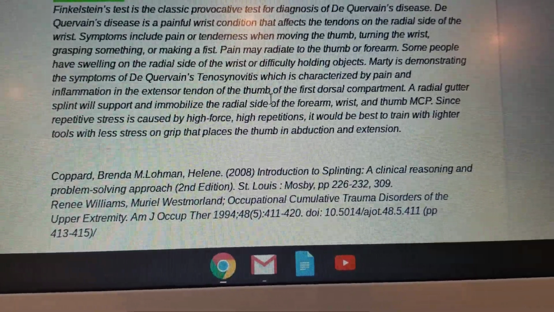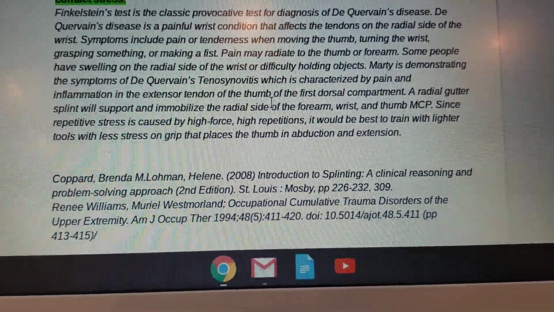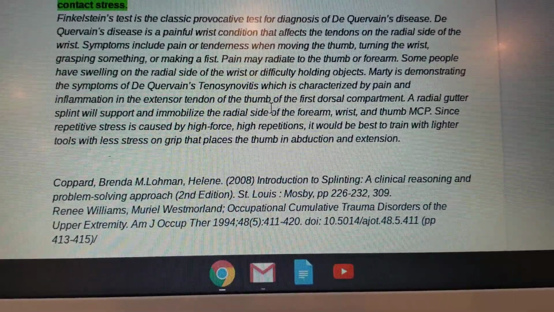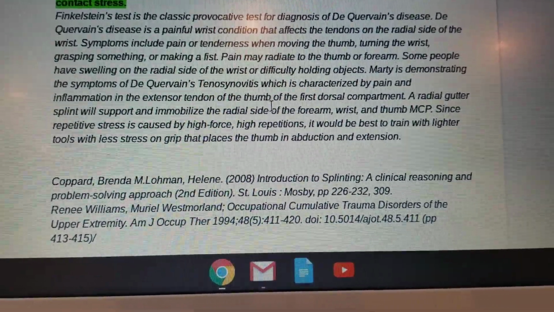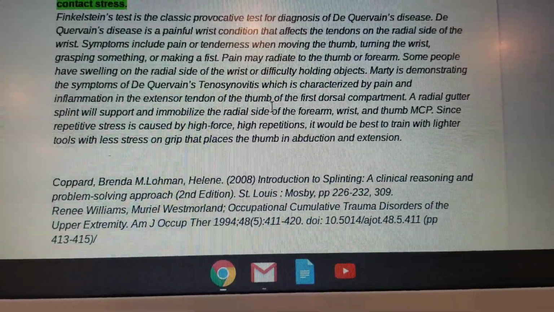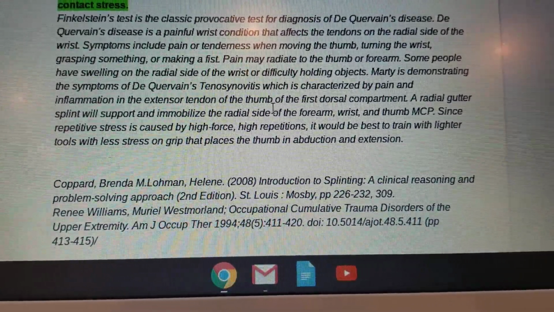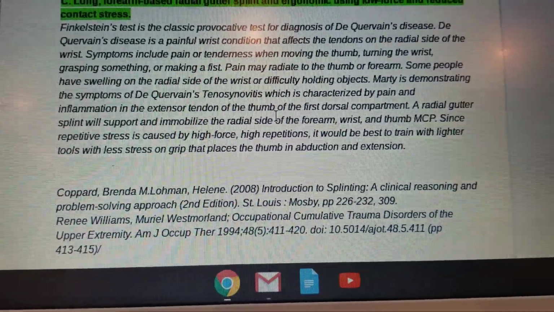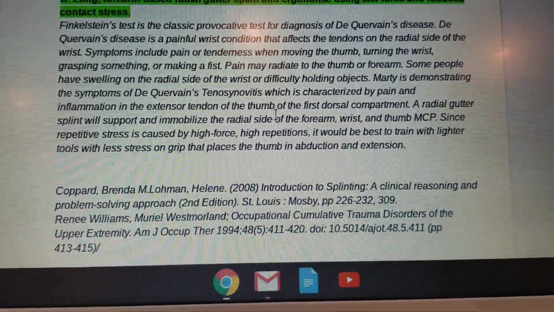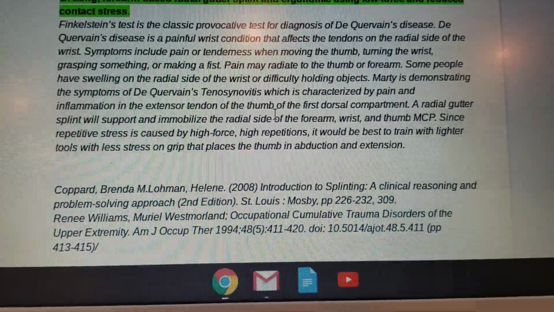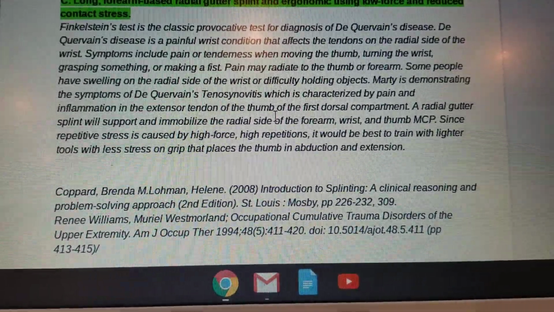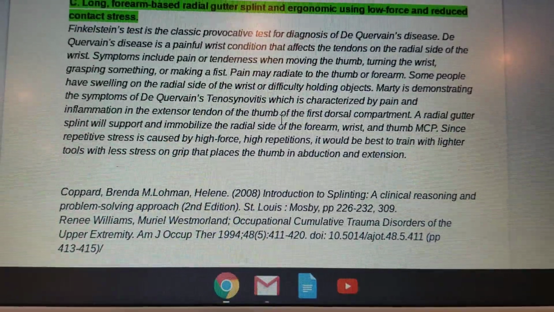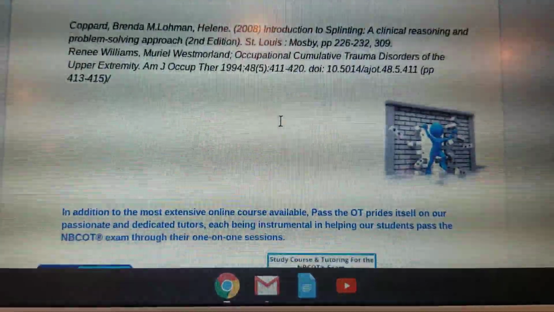Marty is demonstrating the symptoms of de Quervain's tenosynovitis, which is characterized by pain and inflammation in the extensor tendon of the thumb or the first dorsal compartment. A radial gutter splint will support and immobilize the radial side of the forearm, wrist, and thumb MCP. Since repetitive stress is caused by high force, high repetitions, it would be best to train with lighter tools with less stress on grip that places the thumb in abduction and extension.